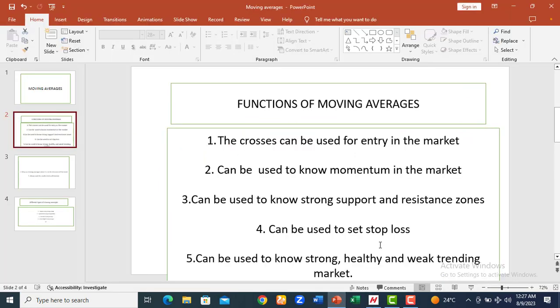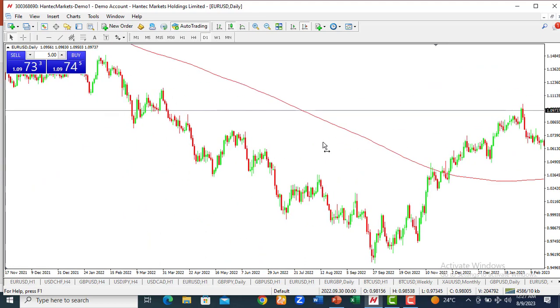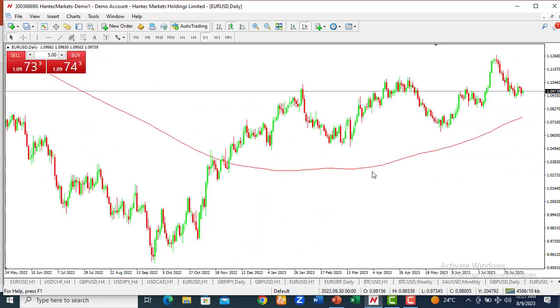It can be used to set stop losses in the market. You can use your 200 period moving average. Since I've told you that the 200 period moving average is a strong support and resistance zone, you now know where to put your stop loss or your take profit.